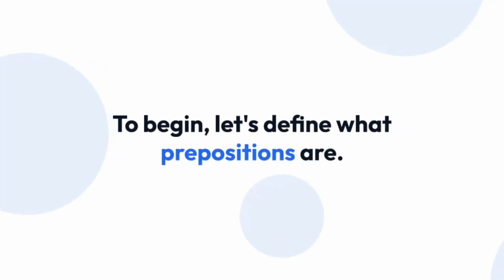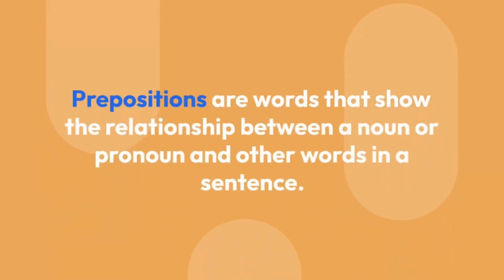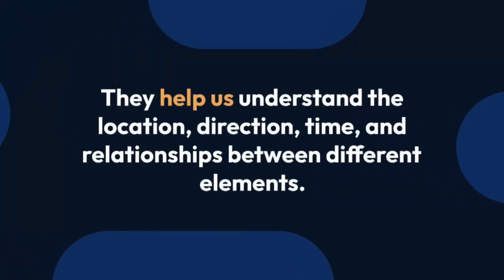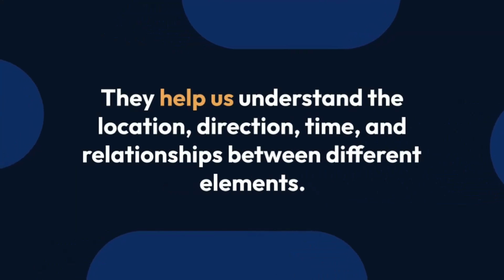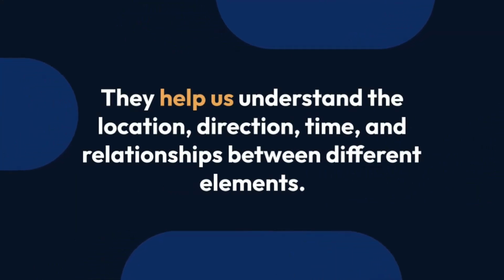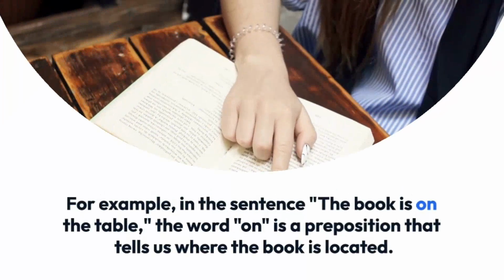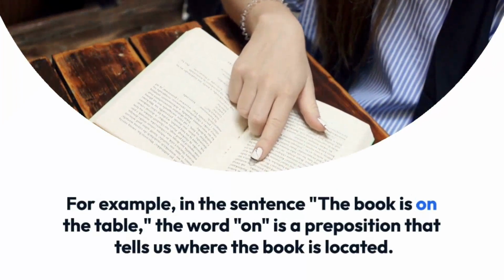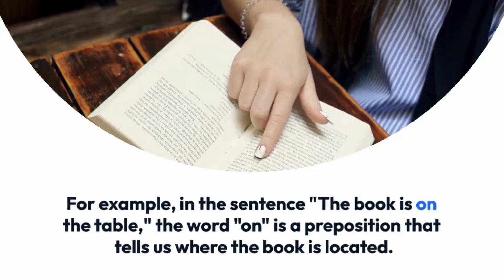To begin, let's define what prepositions are. Prepositions are words that show the relationship between a noun or pronoun and other words in a sentence. They help us understand the location, direction, time, and relationships between different elements. For example, in the sentence "the book is on the table," the word "on" is a preposition that tells us where the book is located.